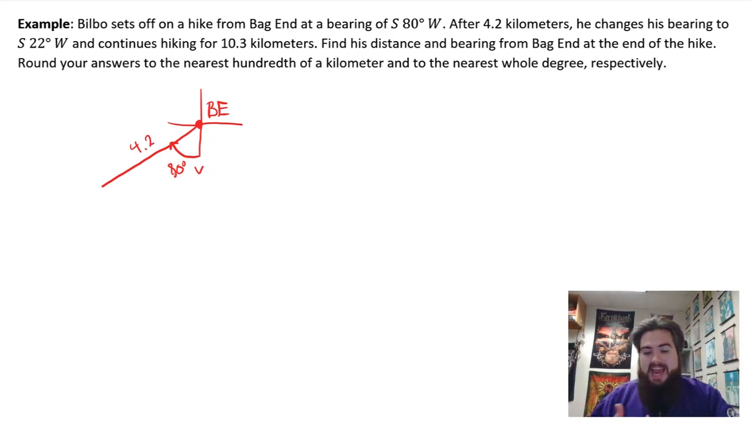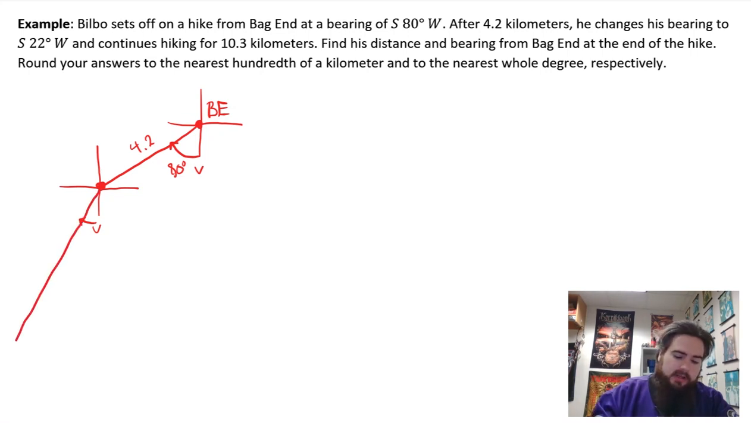We are then told that after those 4.2 kilometers, he changes his bearing to go south 22 degrees west. So after he gets to the end of this direction, to this new point, he changes his bearing. So I'm going to make another coordinate plane at that new position. From there, south 22 degrees west will work very similarly. Face south and turn 22 degrees west. And that will be the direction that we go for apparently 10.3 kilometers.